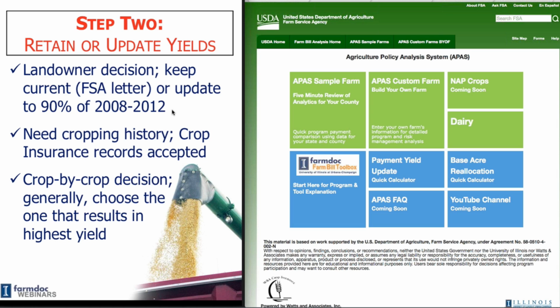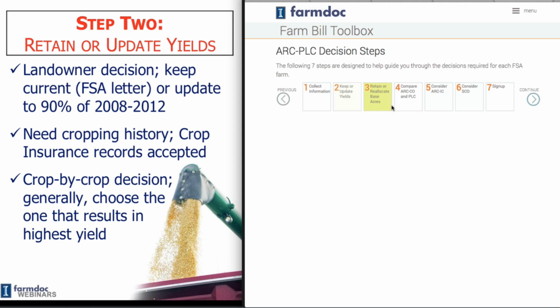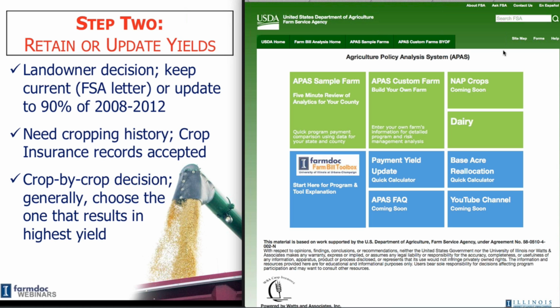Our step 2, again, we're referring back to our steps on farmdoc daily. If you go to step 2, you can see a lot of the information that we're presenting here today is also given here. Step 2, update yields. Update yields is a landowner decision. It's to keep the current yields, which are in that FSA letter, or up to 90% of the 2008 through 2012 average yields. And there are plug yields involved with this. You will need a crop history, obviously, and you will need to document those yields.